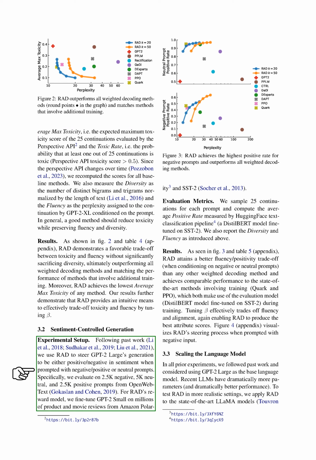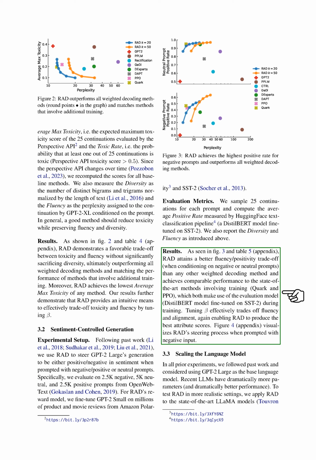In our second experiment, we use RAD to steer the sentiment of text generated by GPT-2 Large. We evaluate the system on a variety of prompts and fine-tune RAD's reward model on millions of product and movie reviews. We measure the performance of RAD using the average positive rate, diversity, and fluency. Our results show that RAD achieves a better balance between fluency and positivity than any other weighted decoding method. It performs comparably to state-of-the-art methods that involve training. By adjusting the values used for weighted decoding, we can effectively balance fluency and alignment, allowing RAD to produce the best attribute scores.